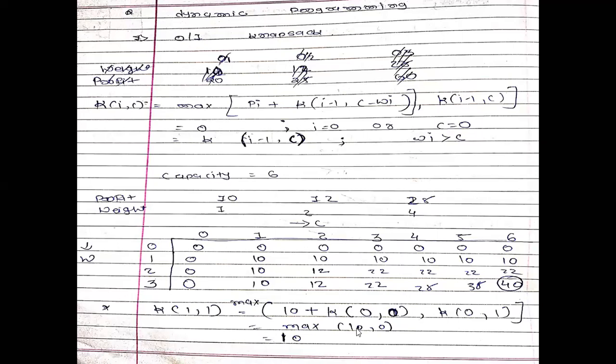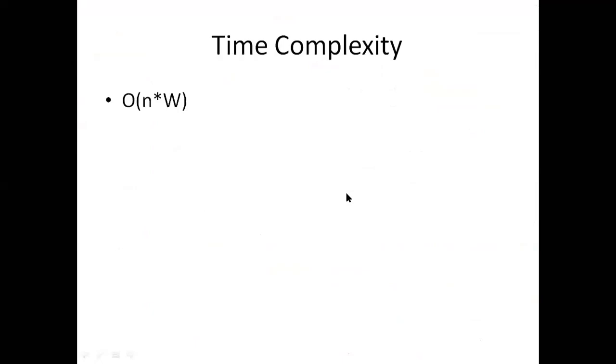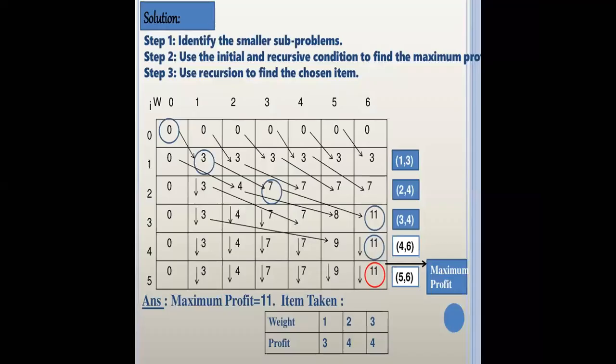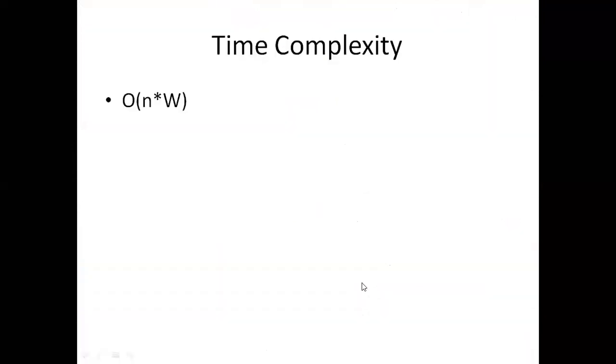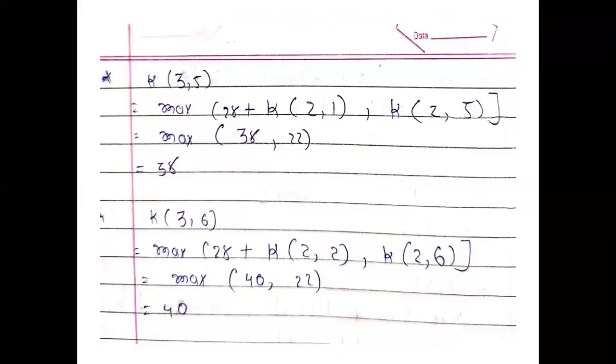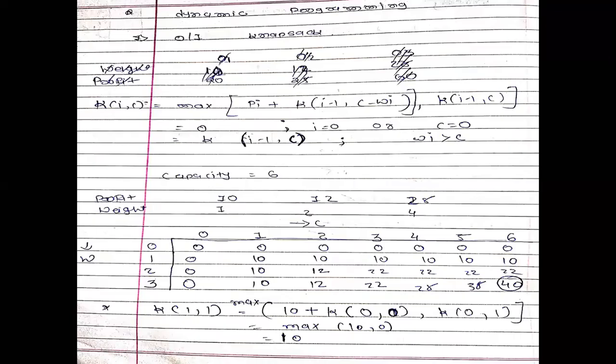And between 10 and 0, the max value is 10. So the value that we have got here is 10. So that's why we will put in the cell of K of 1, 1 here 10. Is it clear? Okay. Now your next value. Okay, next value is what?